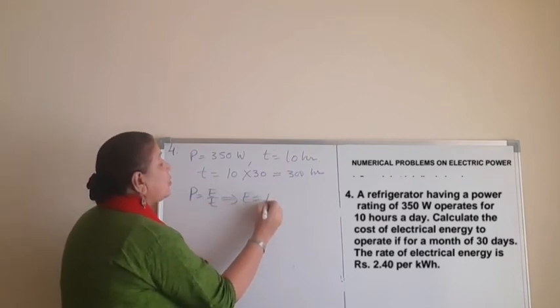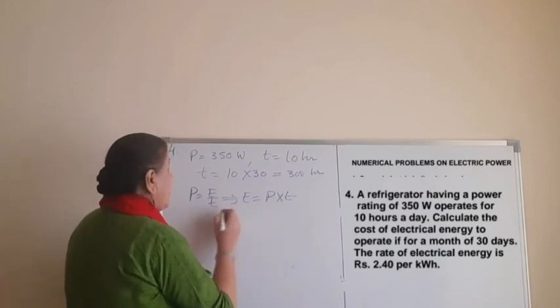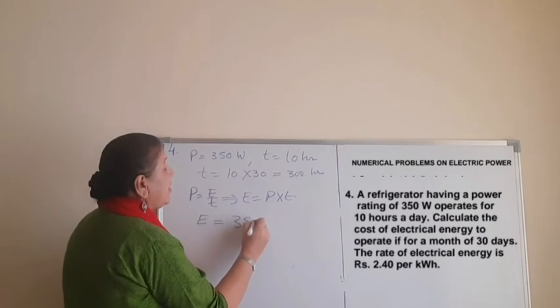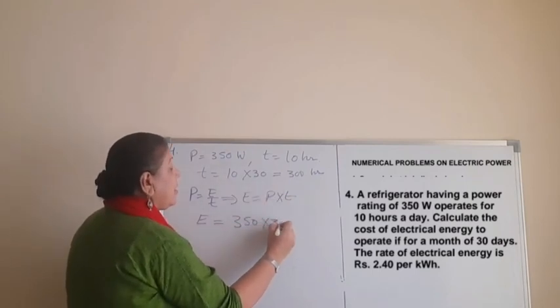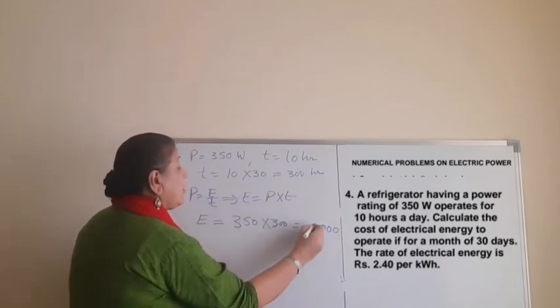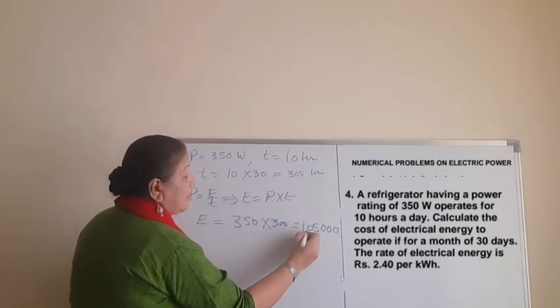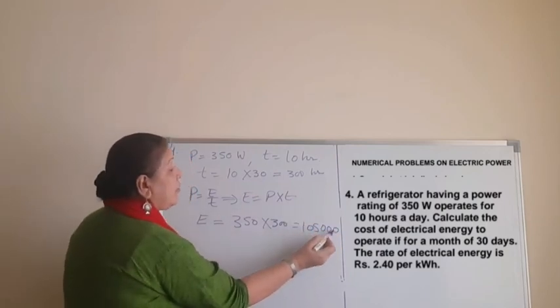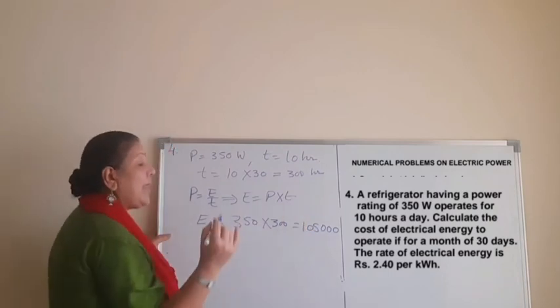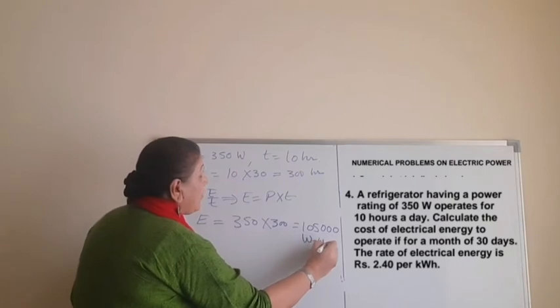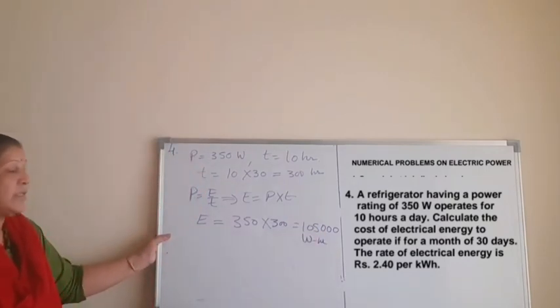So P is equal to E by T. Therefore, E is equal to P into T, or E is equal to P, which is 350, into T, which is 300, equals 1,05,000 watt hour. So this is the electrical energy consumed for 30 days.